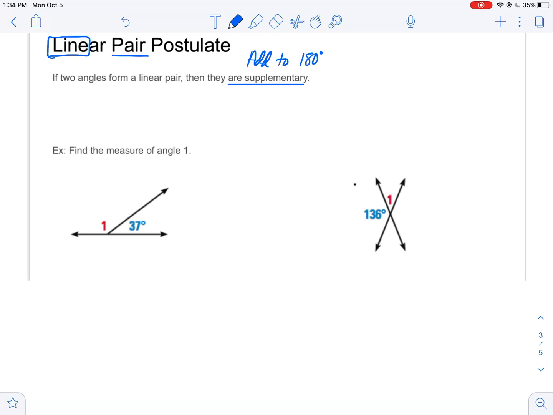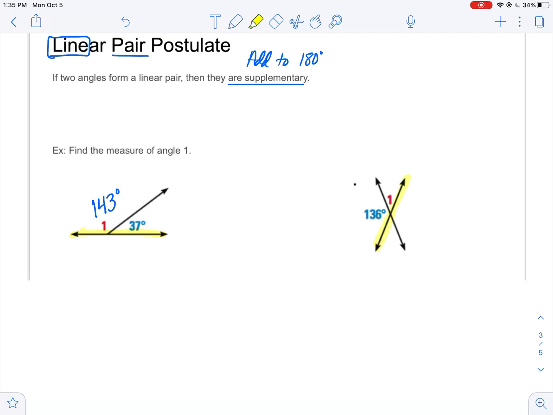They add to 180. So if one of these angles is 37, this forms a linear pair, then 180 must be the sum of 1 and 37. So this would have to be 180 minus 37, which is 143.